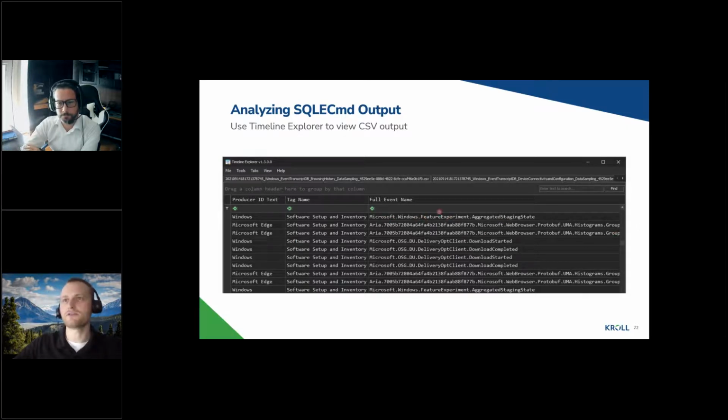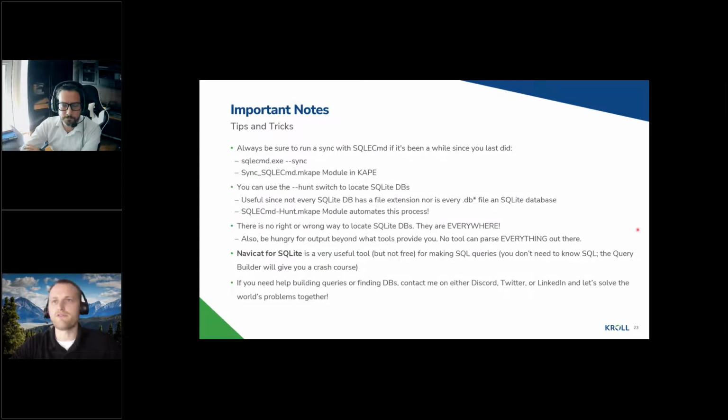Microsoft.Windows.FeatureExperiment.AggregatedStagingState. So really the task for research right now is to figure out which one of these are going to provide the most quick wins. And we have uncovered a few, and others have uncovered a few. We're sure there's many more because we've already seen about 2,500 of these things.